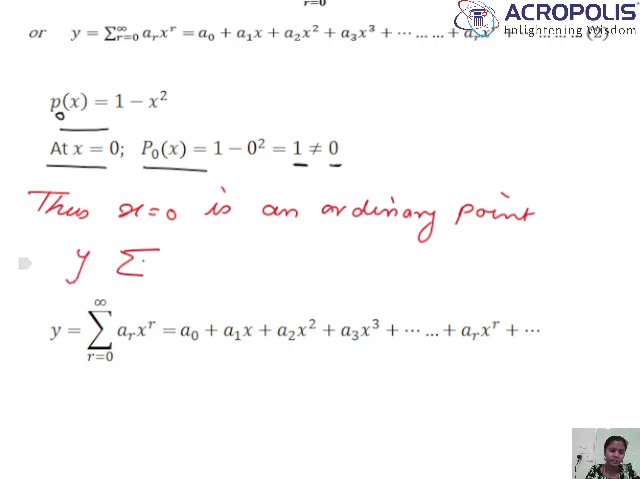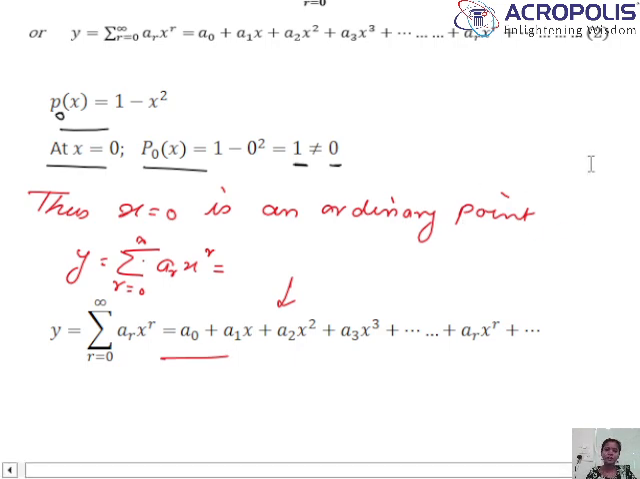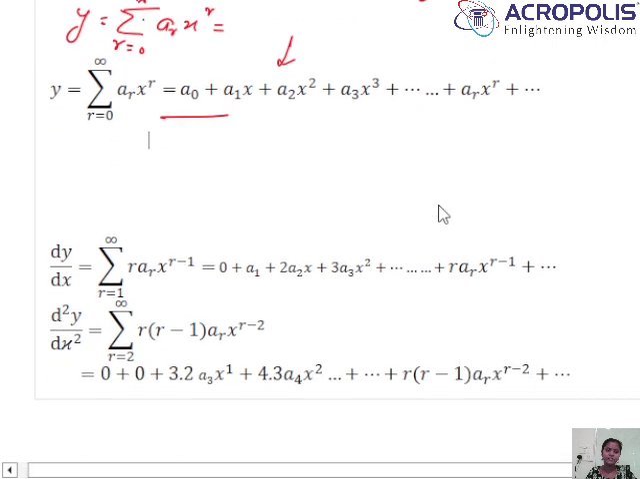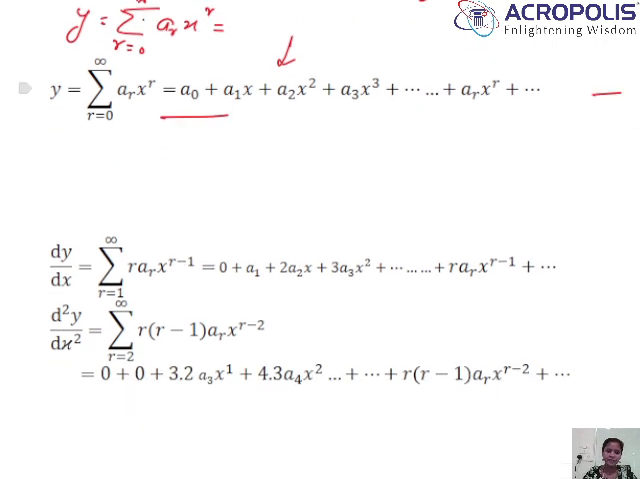As you know, when x equals 0 is an ordinary point, the series solution for the given differential equation will be y equals summation r equals 0 to infinity a_r x to the power r. In expansion you can write something like this. Now step number 2 says that you have to find the derivative of this y. This is equation number 2.